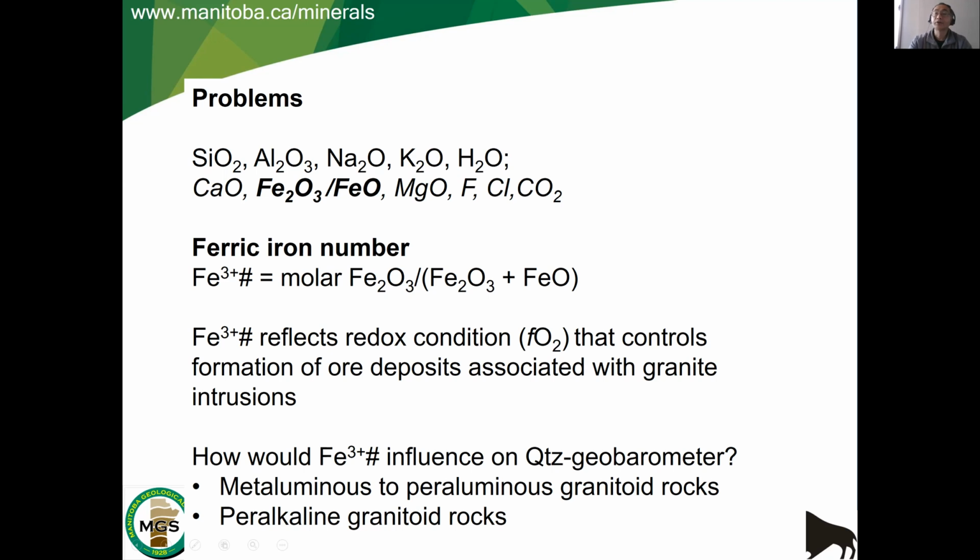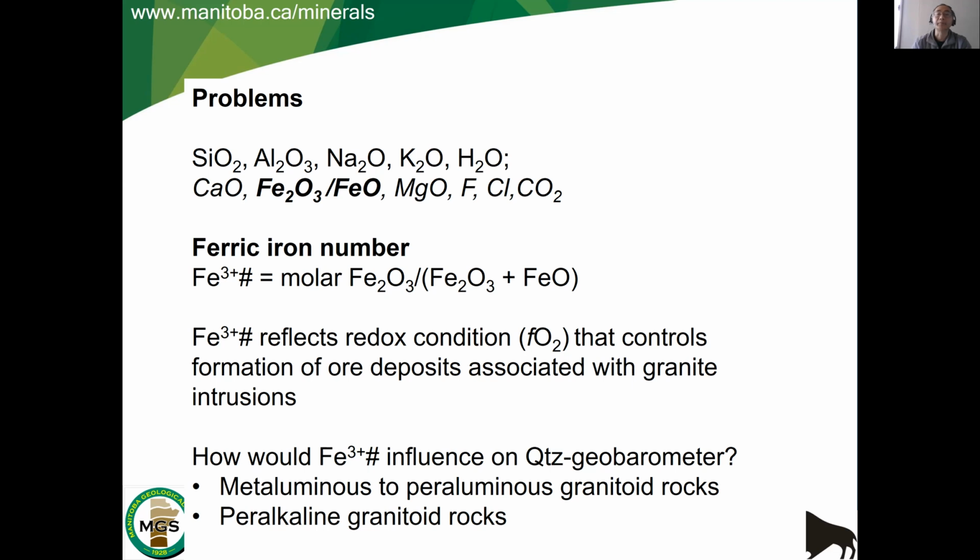And then we use a few types of samples to test how the ferric iron number affects the geobarometer. I tested the metaluminous to peraluminous granitoid rocks, and also tested peralkaline granitoid rocks.